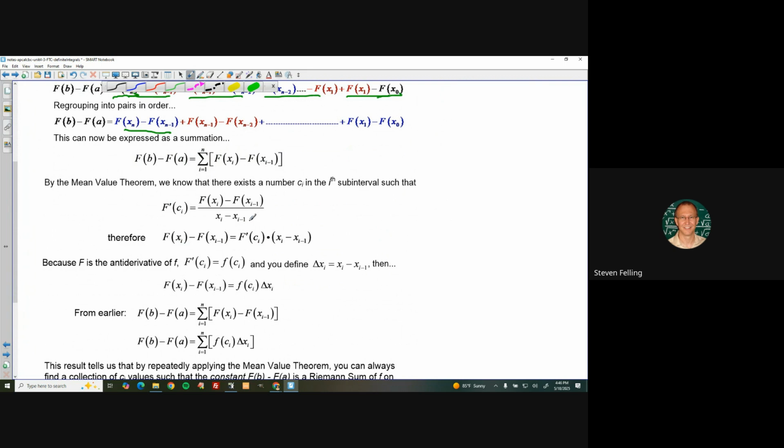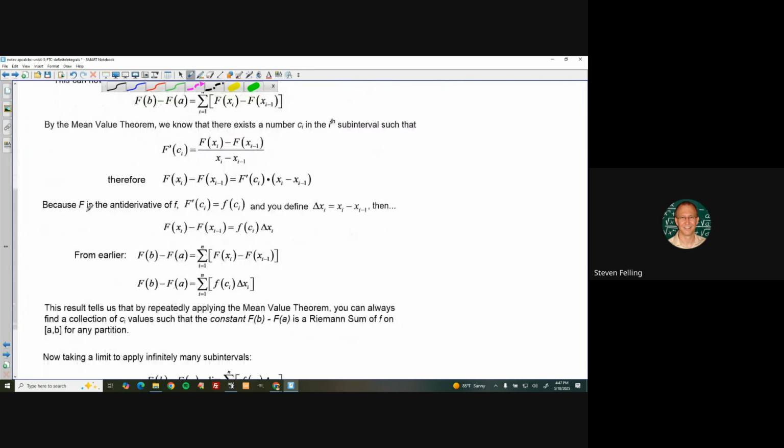And therefore, we could solve for this by multiplying both sides by this expression here. So this difference from the F on the right side to F on the left side is equal to the derivative at some intermediate x in that interval times the width of the interval. Right? And because the capital F is an antiderivative of f, that means the derivative of that would be the original f function at that value.